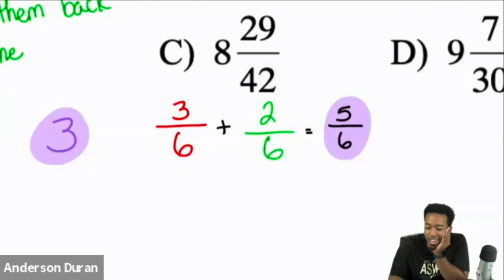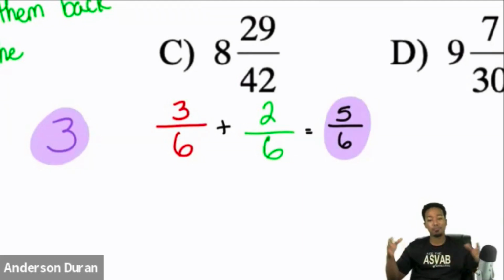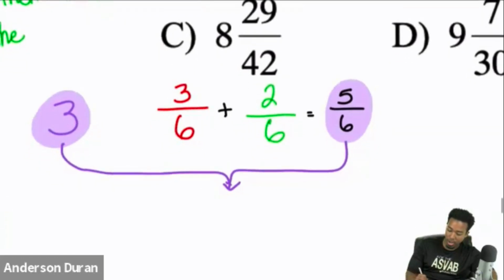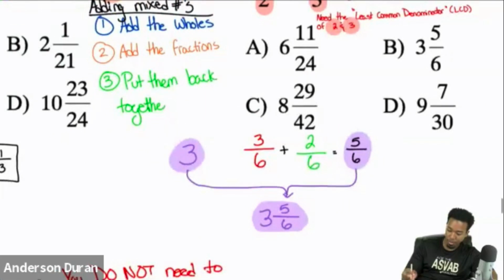That's right. Bring it back together. Exactly. Attach it back with the whole. And so we have this right here, a 3. We have our fraction there, the 5 out of 6. And so our answer becomes 3 5/6. There is our complete answer. And that's why B is it.